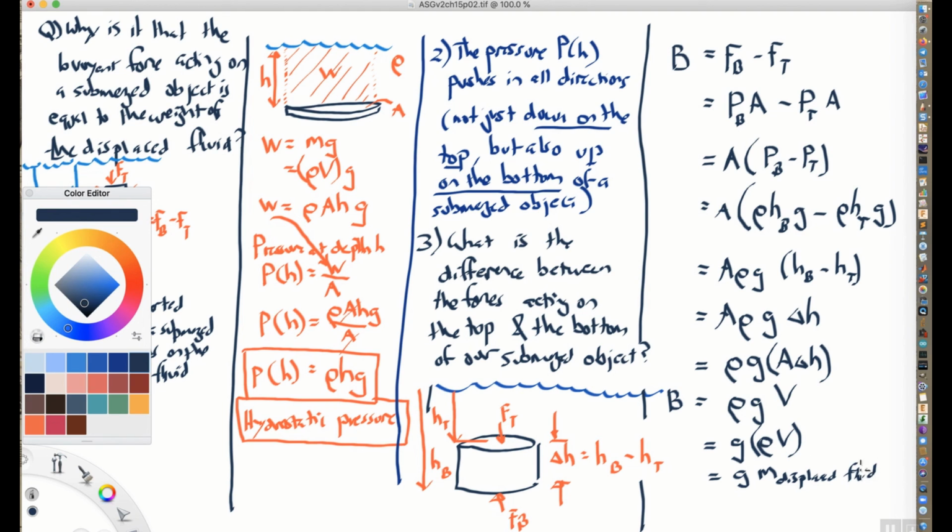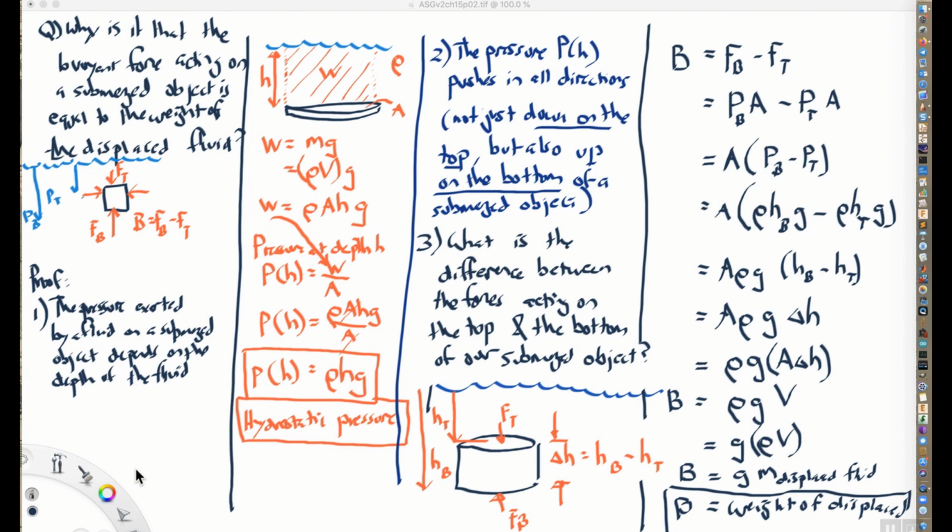In other words, what we've just demonstrated is that the buoyant force acting on this object, that is the upward force, is equal to the weight of the displaced fluid, which is exactly what Archimedes' principle says. Archimedes' principle says that the buoyant force acting on a submerged object is equal to the weight of the displaced fluid. And this is the insight that Pascal had. He recognized by thinking about how the hydrostatic pressure varies with depth, one can get a deeper and clearer understanding of why it would be that Archimedes' principle holds.